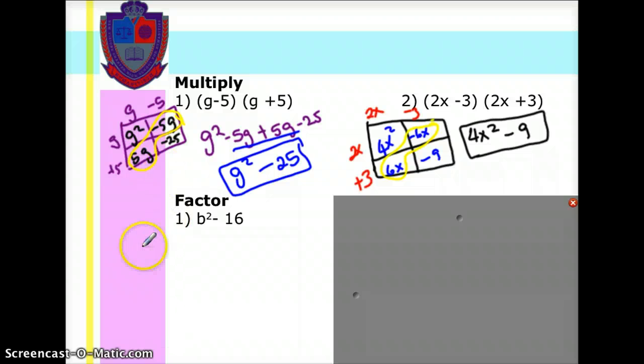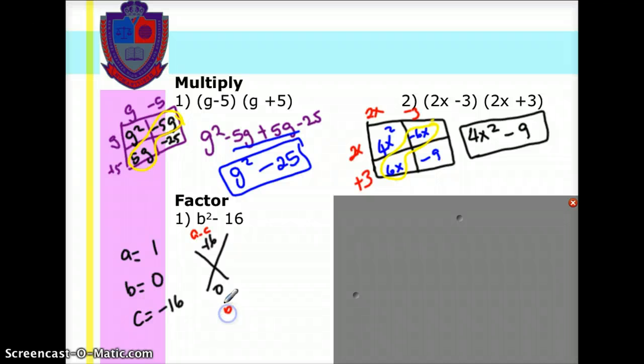It's okay. Factoring, remember, what's my A, what's my B, and what's my C? My A is 1, there's no B term, so it's a 0. My C is negative 16. So negative 16 goes on top, 0 goes on the bottom. Remember, it's A times C at the top and B at the bottom.